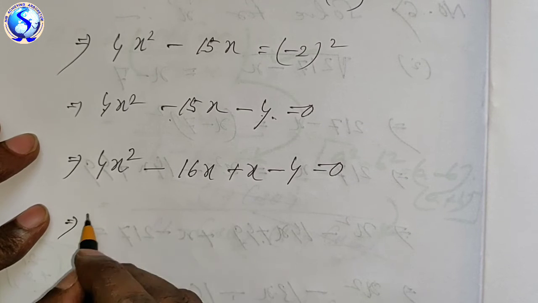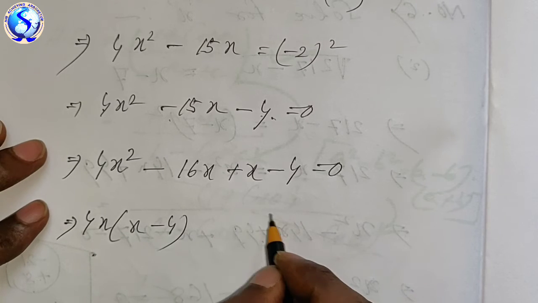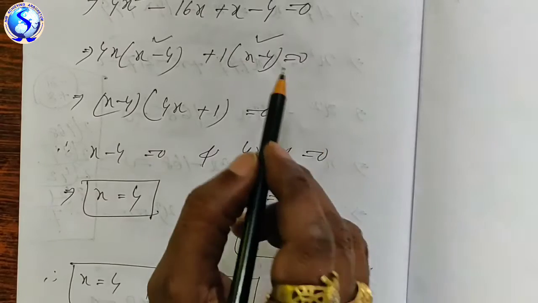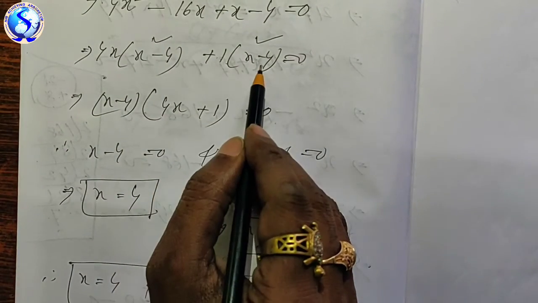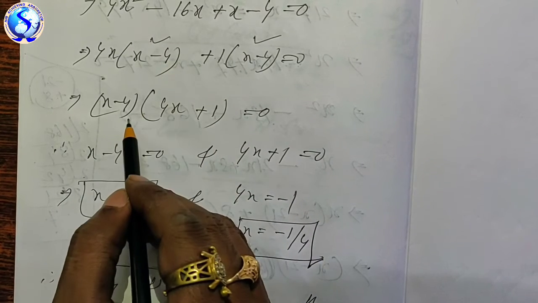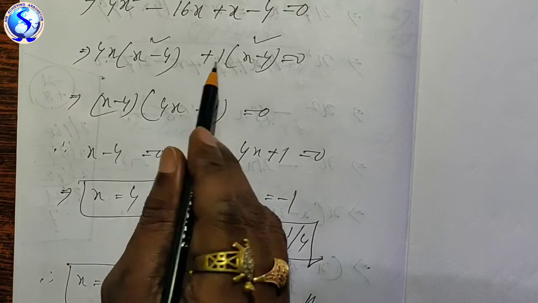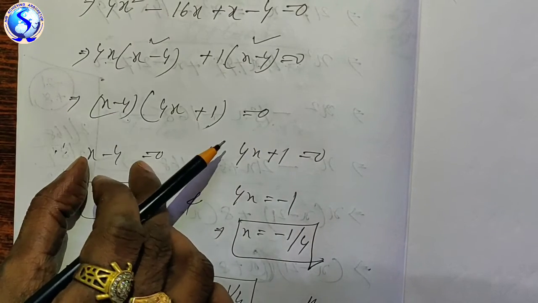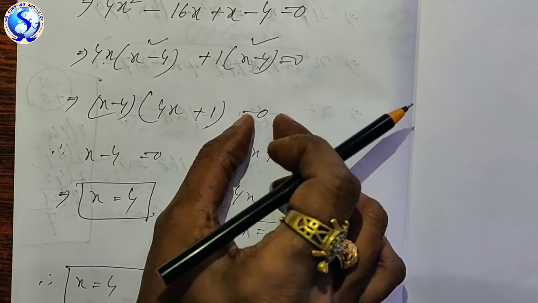From the first two terms I take 4x common, that will be x minus 4. Now from the last two I take plus 1 common, that will be x minus 4 equal to 0. See, we have taken 1 common here and x minus 4 equal to 0. Now you have to take x minus 4 common. After taking x minus 4, what is left here? 4x is left plus 1 left, equal to 0. The first bracket equal to 0 and the second bracket also equal to 0, as the total product is given as 0.